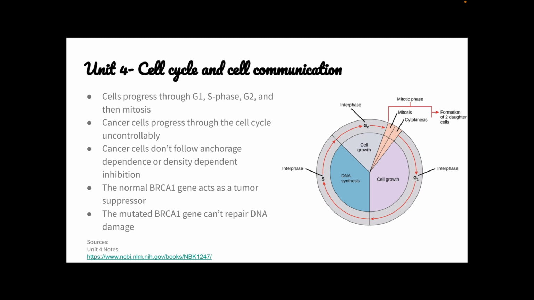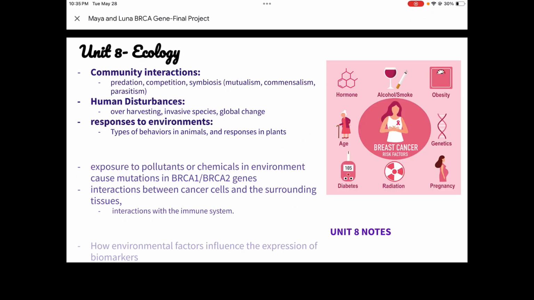And so the normal BRCA1 gene creates a protein that acts as a tumor suppressor, which is going to be making sure that the cell is not replicating even when the DNA is damaged or mutated. But the mutated BRCA gene can't repair DNA damage, so it allows the cell to keep on progressing through the cell cycle with DNA that is damaged, which is not good. So next, I'm going to be talking about bioethics.